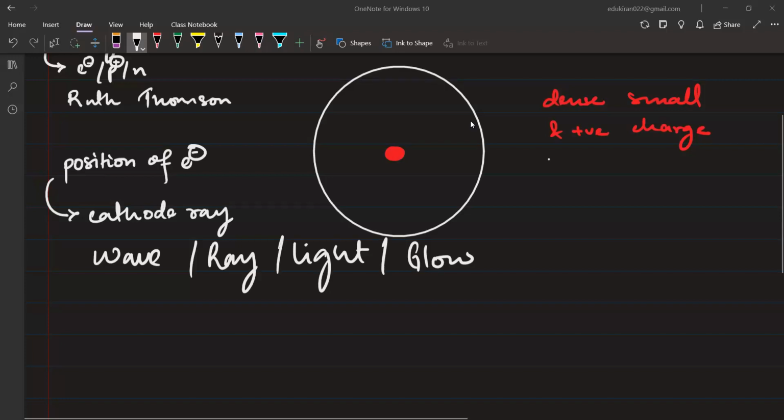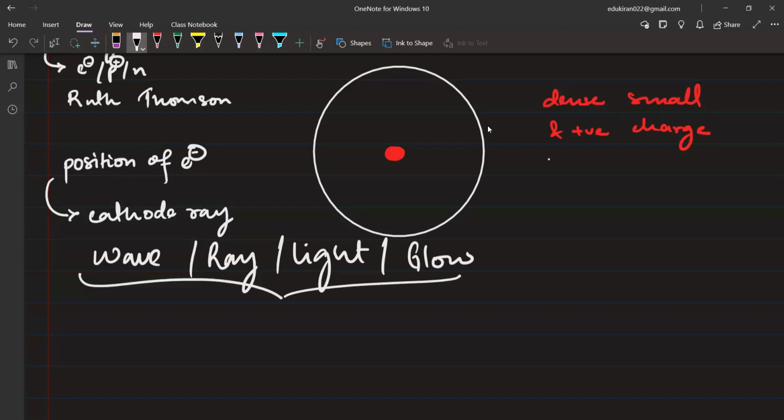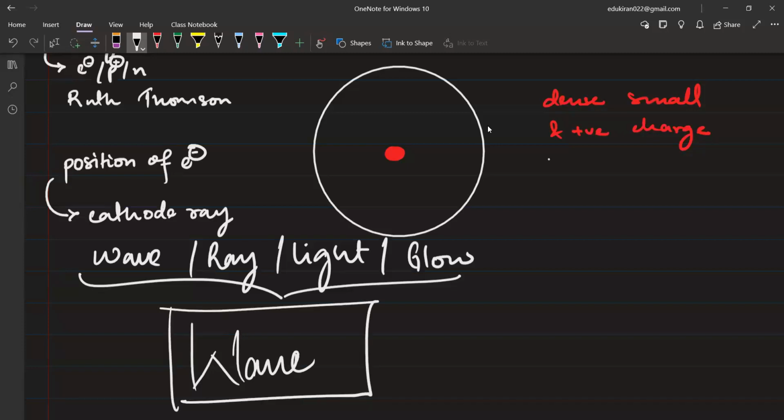Okay, fine. So wave, ray, light, or glow, we can understand electrons like this. In order to understand these things, we have to understand waves, right? So today's topic will be completely on waves. We will first of all understand and revise a few terms about it. I think you will be learning waves for the first time, right? Because in physics it was removed.